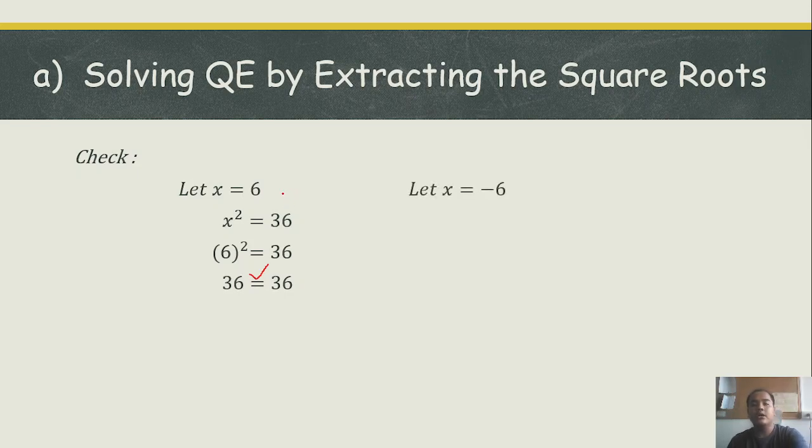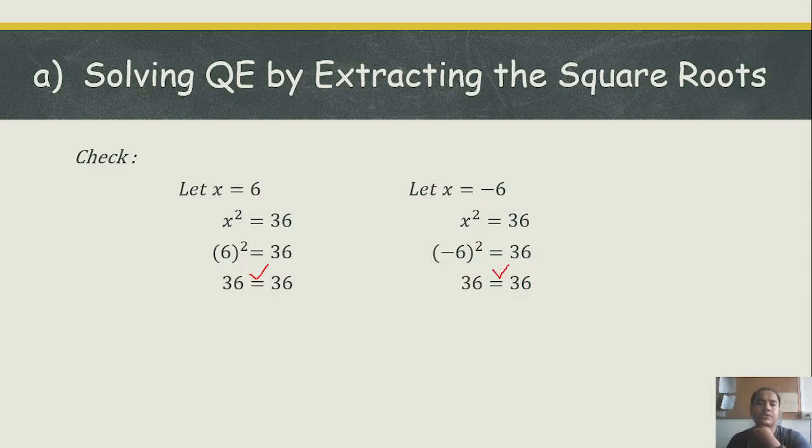So, let's check the second root. We have here let x be equal to negative 6. So, copy the original equation, which is x squared equals to 36. Substitute the value of x. So, negative 6 squared is equals to 36. Negative 6 squared, negative 6 times negative 6, the answer is positive 36 equals to 36, which is true.